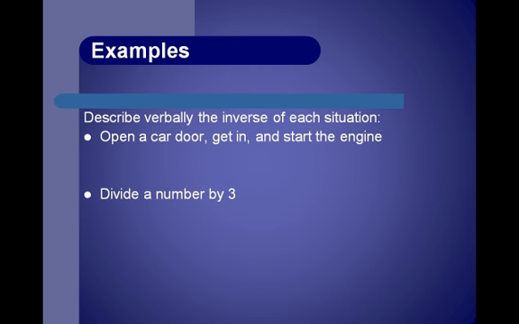If the situation is divide a number by 3, then the inverse would be multiply a number by 3. And if the situation is multiply a number by 5 and then add 4, the inverse operation would be subtract 4 and then divide by 5.